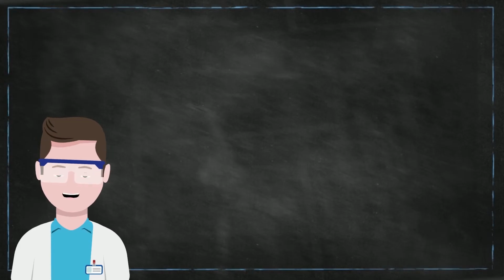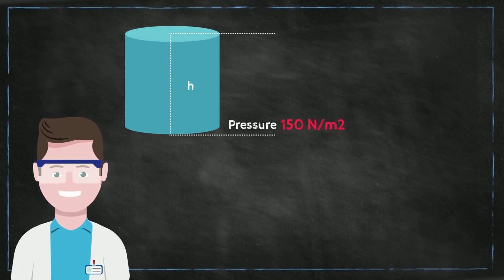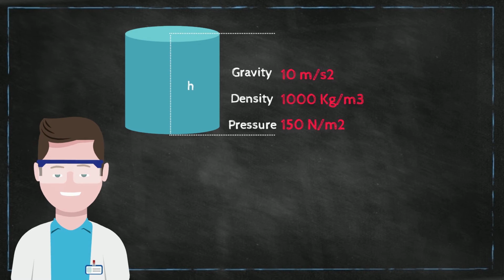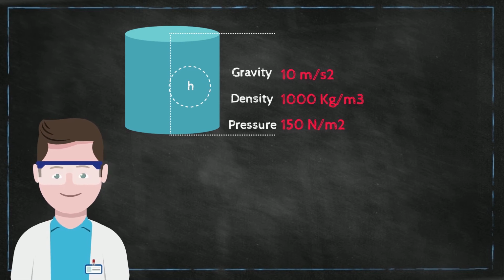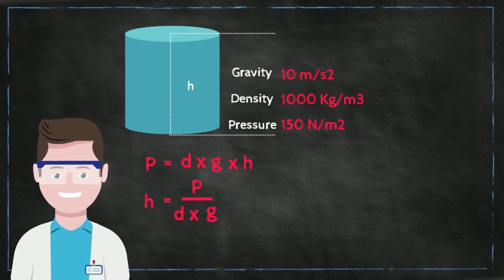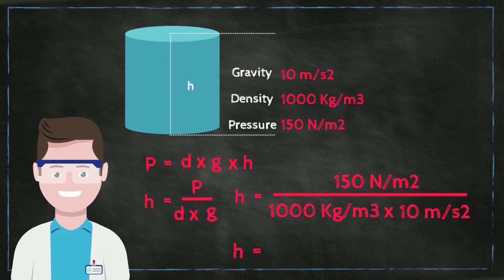Let's do an exercise. A liquid inside a cylinder is exerting a pressure of 150 newtons per square meter on the bottom. Considering gravity as 10 meters per square second, and the density of the liquid as 1000 kilograms per cubic meter, what is the height of the liquid? Let's use the equation of pressure defined in the explanation before and isolate the height. The height will be pressure divided by the density times the gravity. Substituting the exercise data, we obtain 150 divided by 1000 times 10, equals 0.015 meters, or 1.5 centimeters.